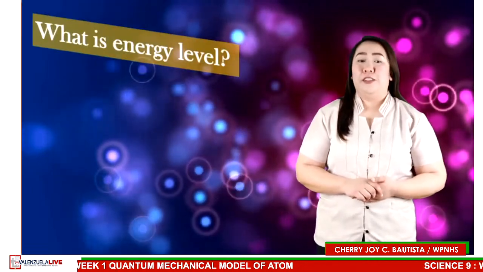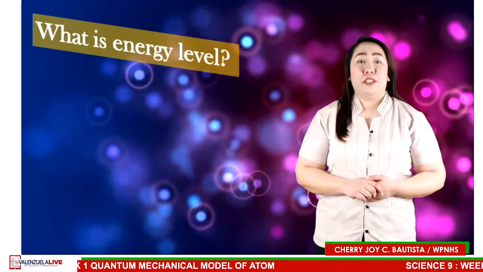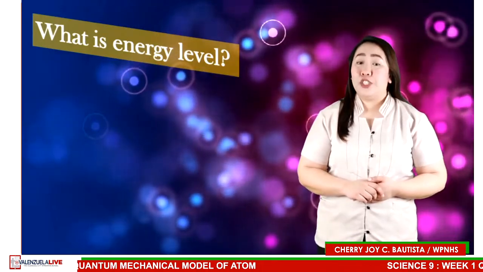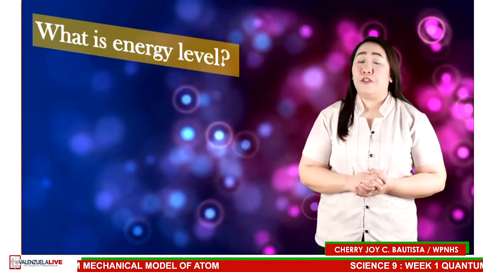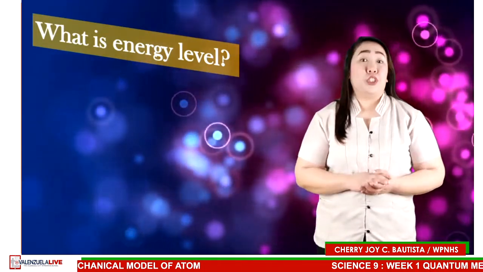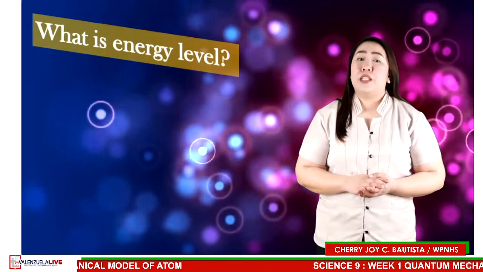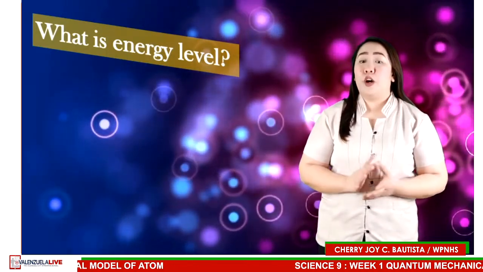Now, let's answer some of your questions. Question 1. What is energy level? Energy level, or also known as electron shell, are fixed distances from the nucleus of an atom, where electrons may be found. Take for example Bohr's model.